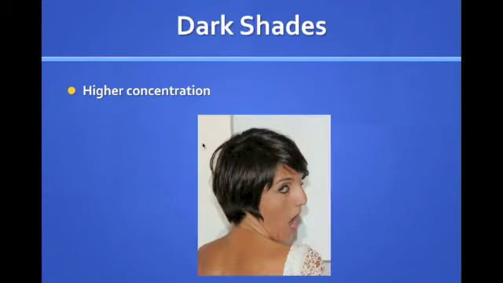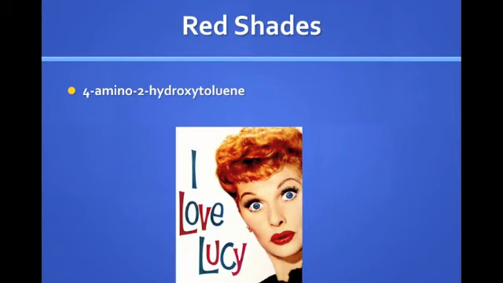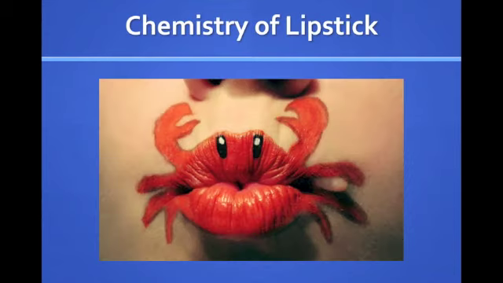So if you want a darker shade, use a higher concentration intermediate. And as you can see, this girl's really enthusiastic about her dark hair. If you want a blonde shade of hair, resorcinol is added. And as you can see, she's just really excited about that. And if you want a red shade, 4-amino-2-hydroxytoluene is added. So my final category is the chemistry of lipstick.